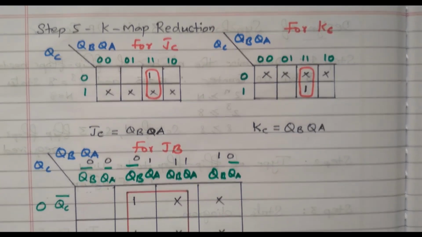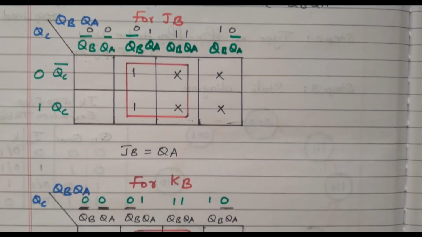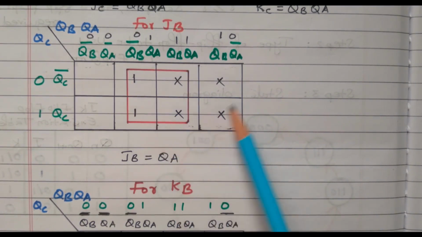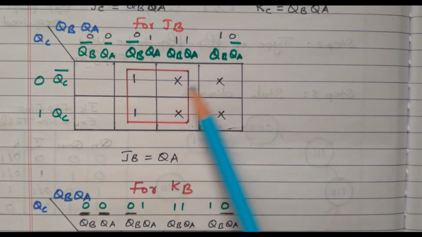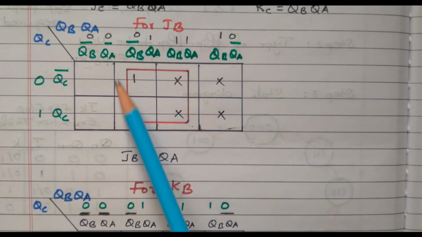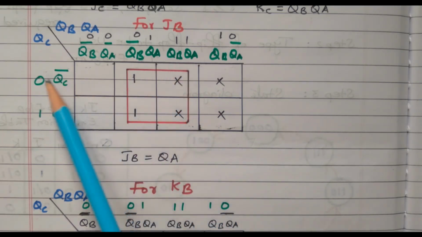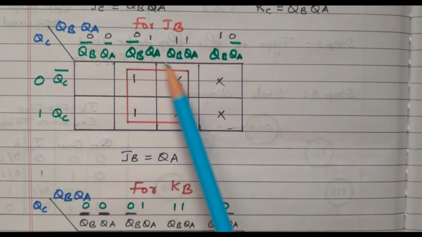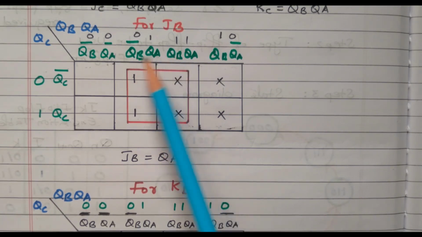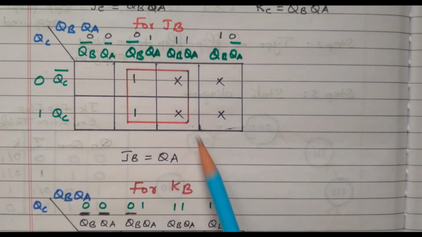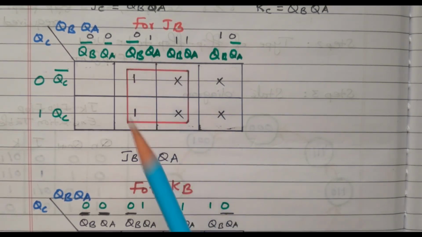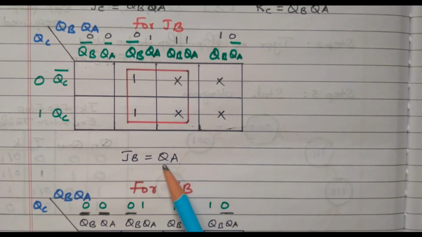Now we'll go to the JB. For JB, from the tabular column these markings are given. These two are 1, these 4 are cross marks, right. So we can combine these 4. While combining these 4, what will happen? These 2 are cancelled. Only we need to verify this second column and third column. In that QB, QB bar both are cancelled. Only we have QA, right. Only the QA is available. QB and QB bar got cancelled. So the JB is nothing but QA.